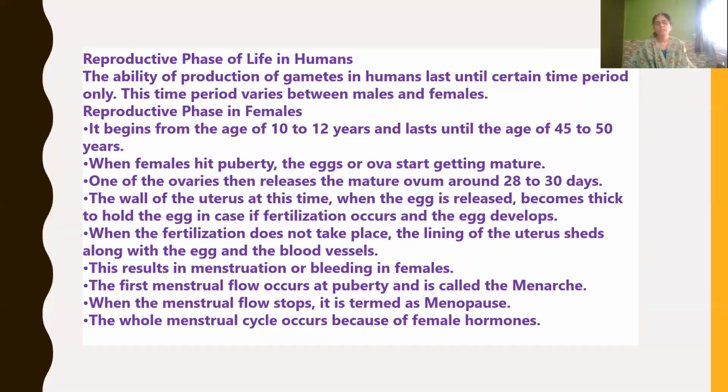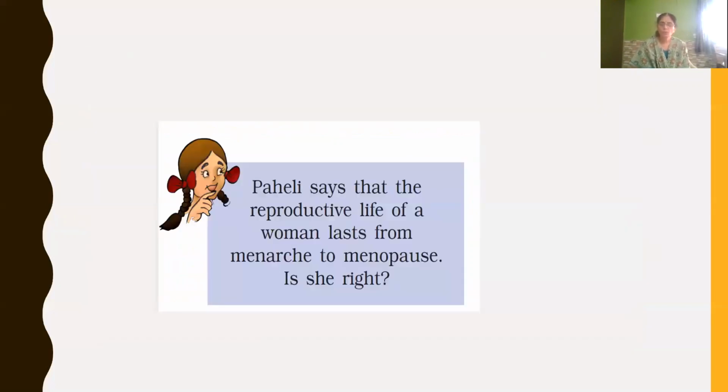The whole menstrual cycle occurs because of the female hormone we call estrogen. From this, we understood that the reproductive life of a woman lasts from menarche to menopause. What is menarche? The first menstrual flow, at the age of 10 to 15 years, once they attain puberty. Menopause occurs at the age of 45 to 50 years, when the menstrual flow stops. This period in between is the reproductive life of women.